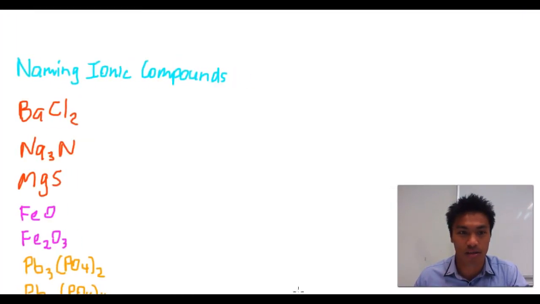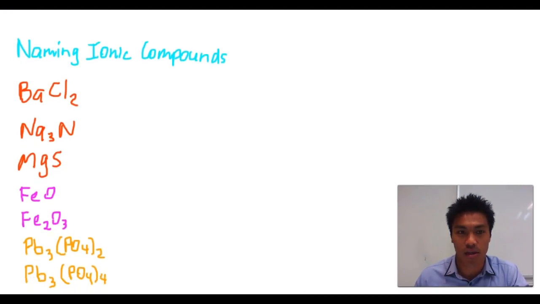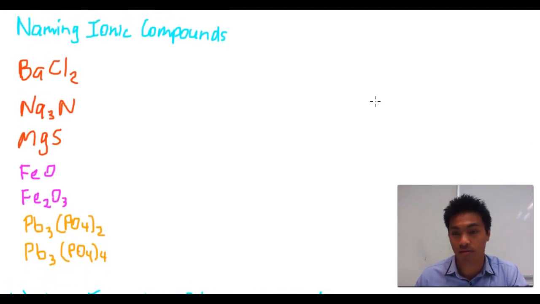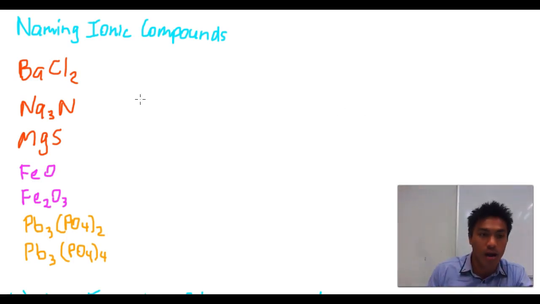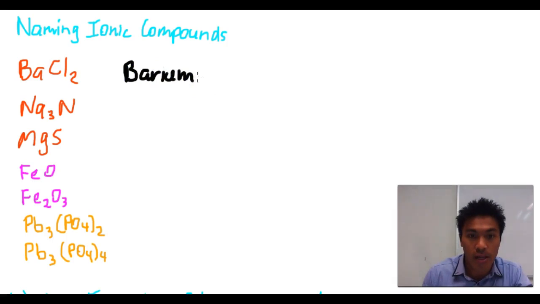Okay, so we're going to name some of these. If we look at our periodic table, we need to find where barium is. Barium is in group 2, and we know that all group 2 elements always have the same charge, so that's never going to change. So we just use its actual name. Barium. Now I don't know why that's really thick, but that's okay. We can work with that.